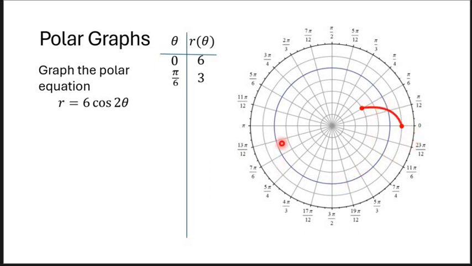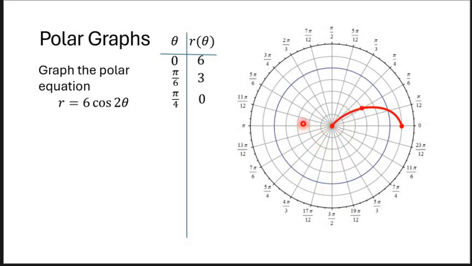Then I'm going to plug in pi over 4, this angle here. When I plug in pi over 4, well, that's the cosine of 2 times pi over 4. 2 times pi over 4 is just pi over 2. And the cosine of pi over 2 is 0. So 0 times 6, still 0. So that's the pole. And then I'm going to connect those with a smooth curve.